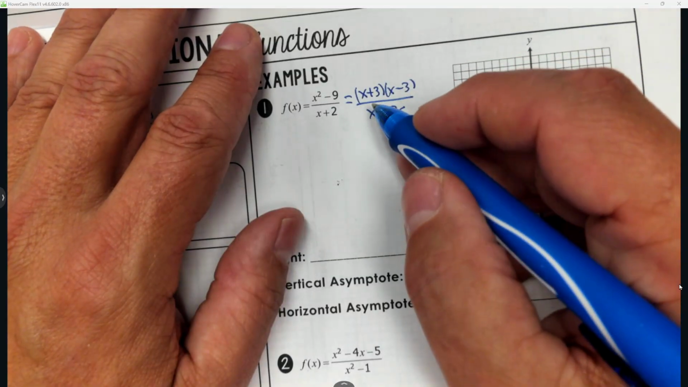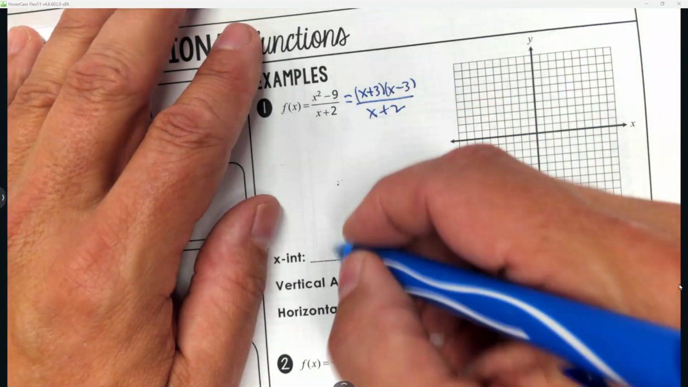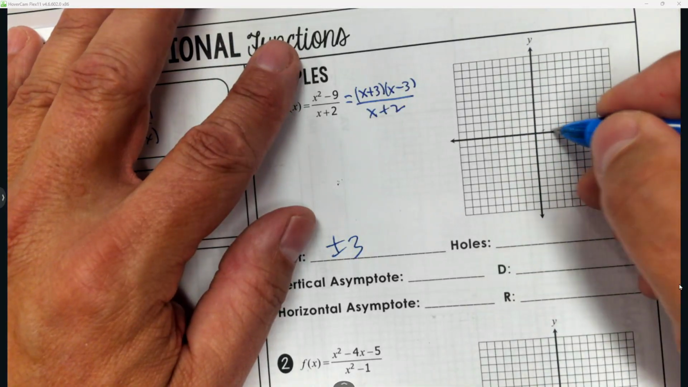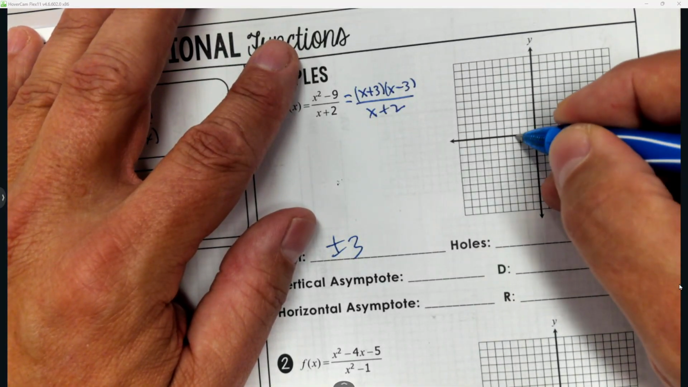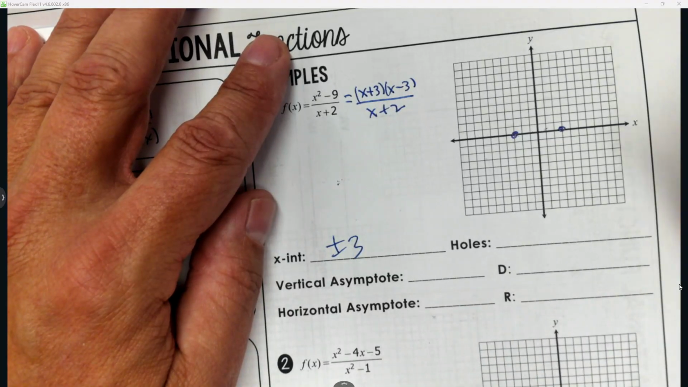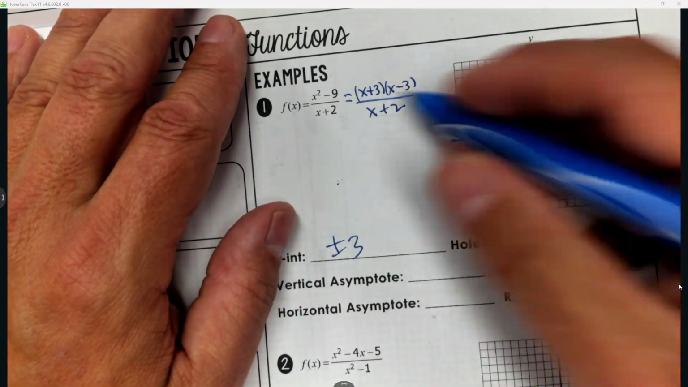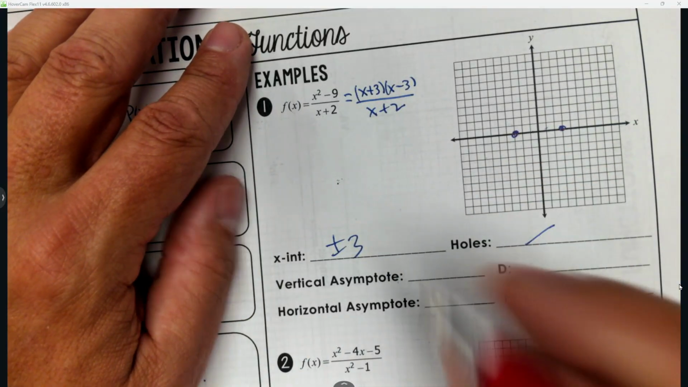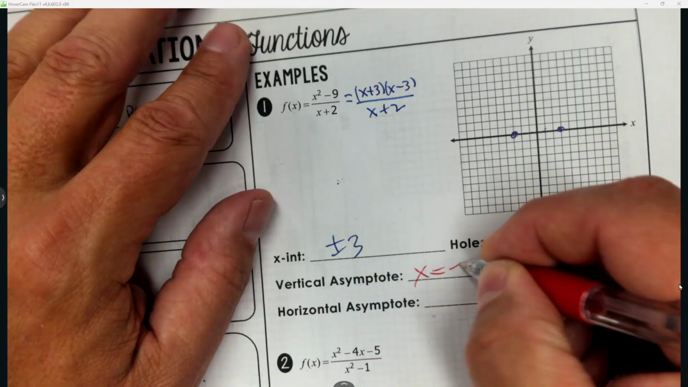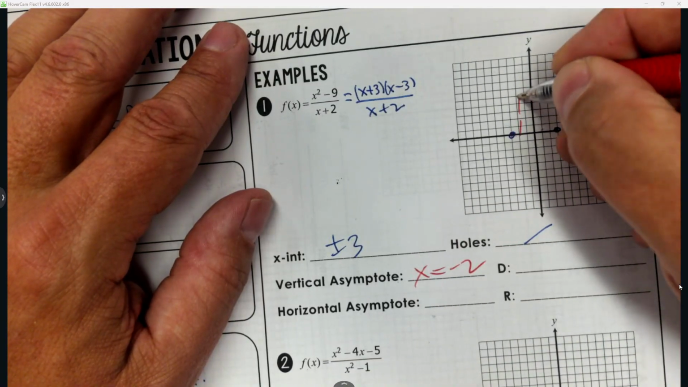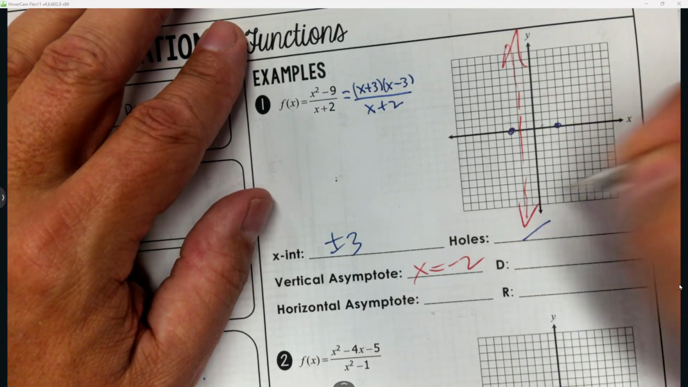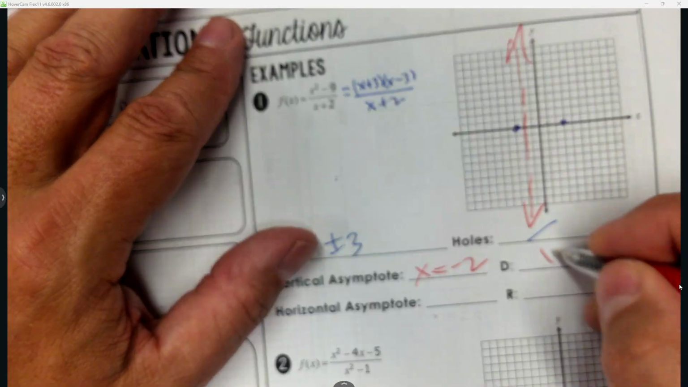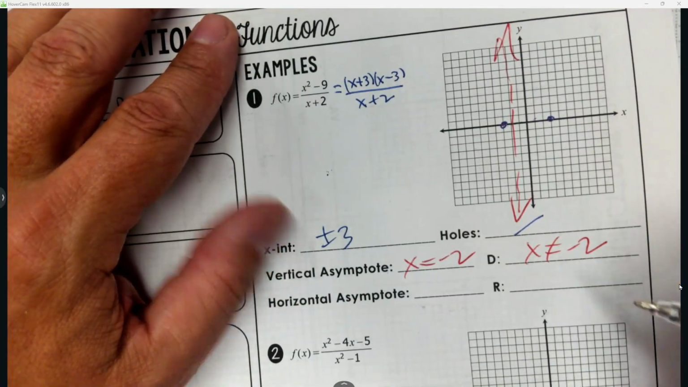So the x-intercepts are the zeros of the numerator. That's positive and negative 3. So I go to positive 3 and I go to negative 3. There's no hole because nothing crosses out. The vertical asymptote is the zero of the denominator at negative 2. So I go to negative 2 and I draw a line. The domain is that, but it can't be that.